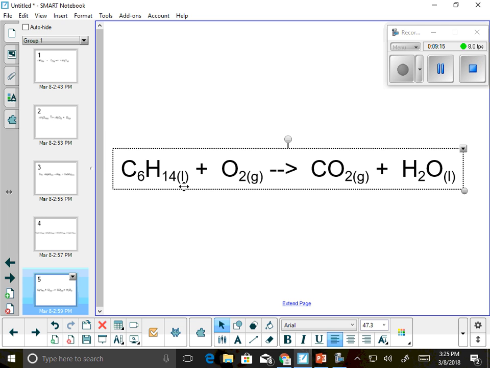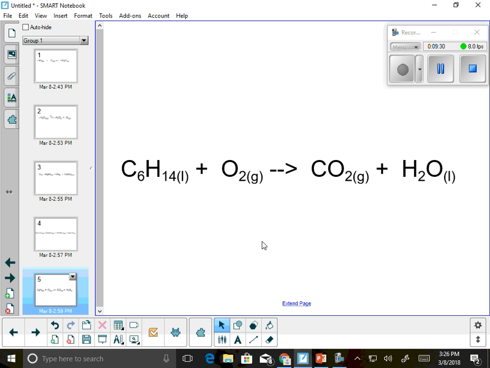Hexane is a pure liquid. It would be tricky to be a solution, so watered down, and then be able to light it on fire. Oxygen is a gas. H2O could be a liquid or a gas. It just depends on what's left over at the end. This equation is much more difficult to balance.